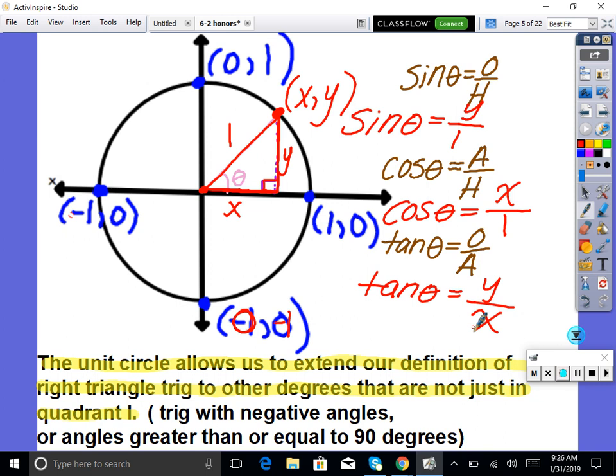Yeah? Okay. What if the radius isn't 1? Then we're not talking unit circle trig. And you can't just say sine is y. You have to use the right triangle ratios. Does everybody see? The radius being 1, aka the unit circle, is the only time we can say sine is just a y value. Okay.